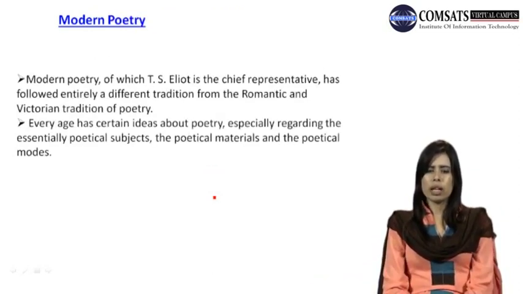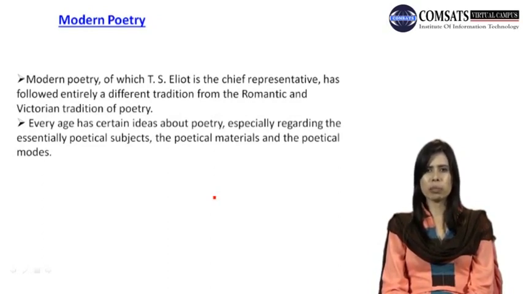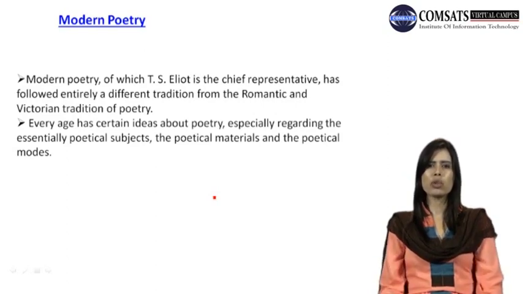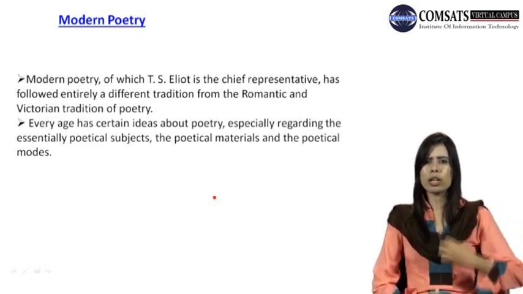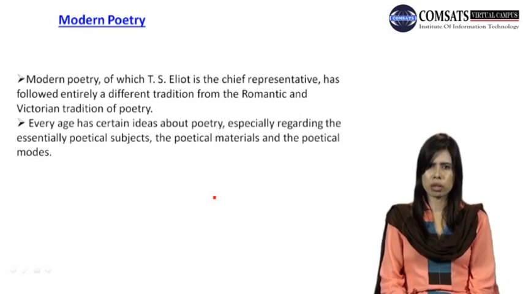Modern poetry, of which T.S. Eliot is the chief representative. Again, my dear students, you have to keep in mind the different writers or poets of any particular era. The dominating figure of modern poetry is T.S. Eliot. He is the chief representative of the poetry, which has followed an entirely different tradition from the Romantic and Victorian tradition of poetry. Here you can see why he is a modern poet: he took a very new approach towards poetry, because he rejected the ideas and thoughts of the Romantic and Victorian poets.